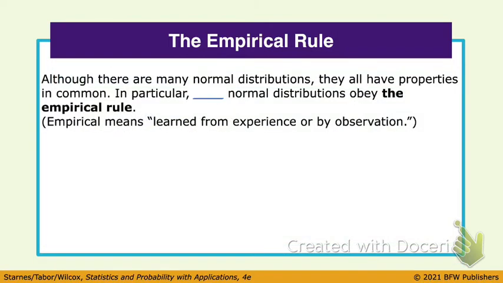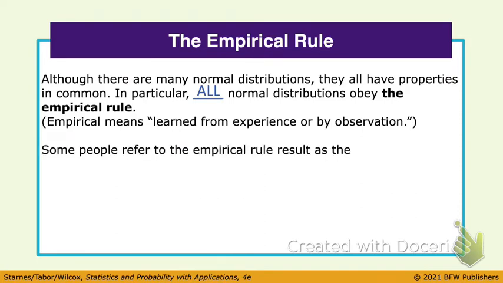Although there are many normal distributions, they all have properties in common. In particular, all normal distributions are going to follow the empirical rule. The empirical rule means that it is learned from experience or by observation. Some people are going to refer to the empirical rule as the 68, 95, 99.7 rule.